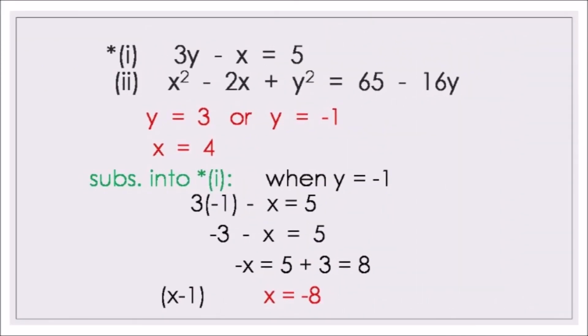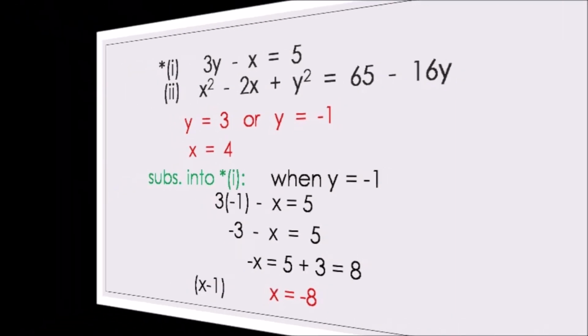Once you get that, substitute the other value into number 1 again. y is equal to negative 1. So it'll be 3 times negative 1, which is negative 3, minus x is equal to 5. So negative x is equal to 5. Take the 3 across, becomes positive. 5 plus 3 is equal to 8. So negative x is equal to 8. Multiply by negative 1. x is equal to negative 8.